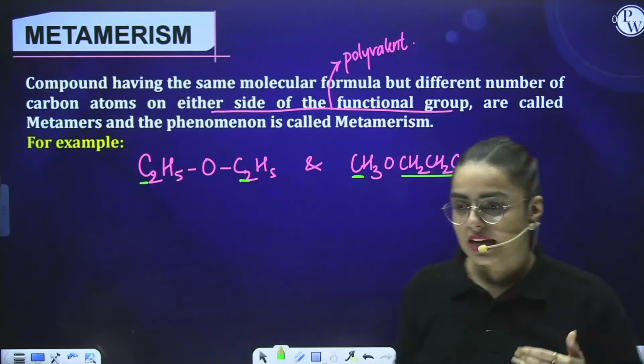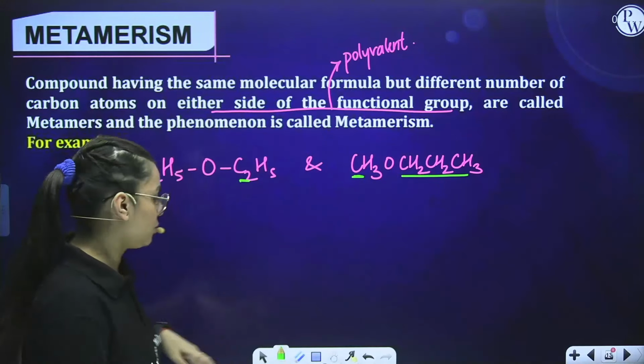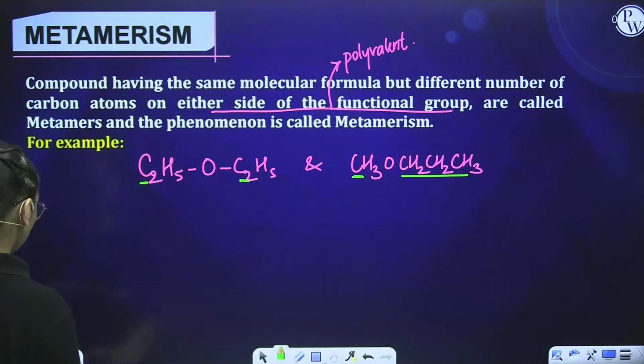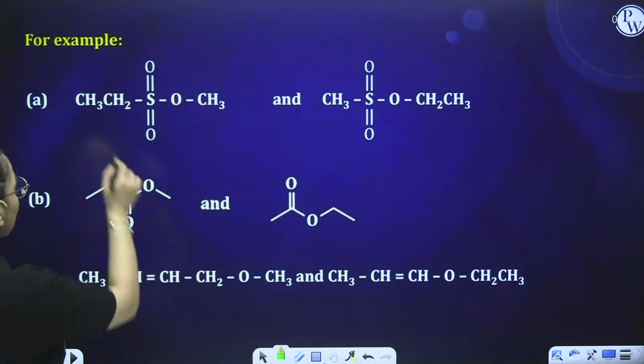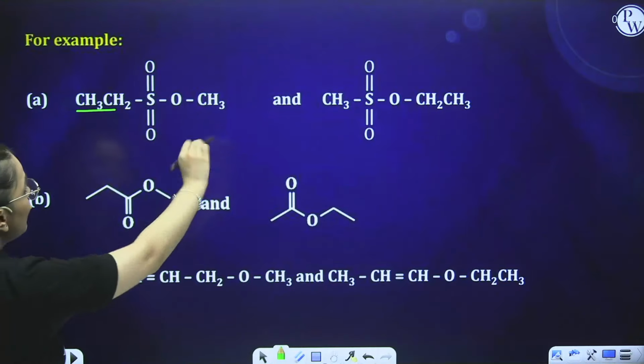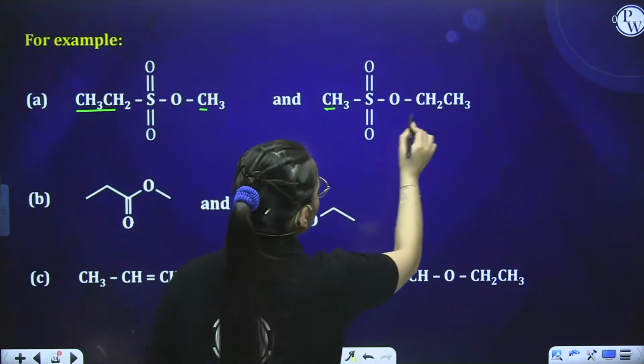Now let us take one more example over here. I'm going to write over here only. Wait. Let us see this example. If I see this example, what do you observe here? There are 2 carbon atoms over here and there is 1 carbon atom over here. But if I see this case, there is 1 carbon atom over here and 2 carbon.